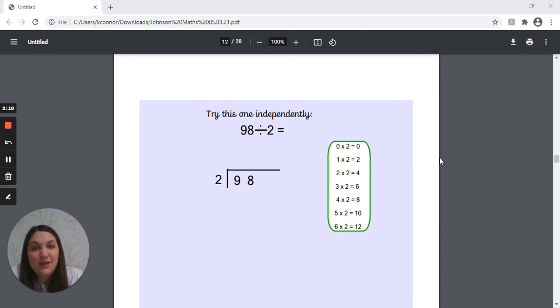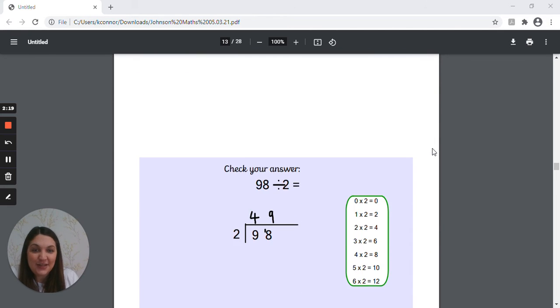Okay, so see if you can have a go at this one on your own then. See if you can solve 98 divided by 2. Pause the video and have a go. Okay, hopefully you've tried it yourselves.